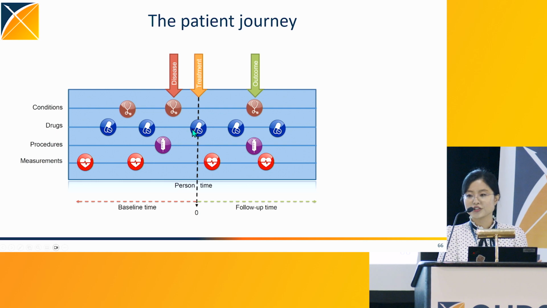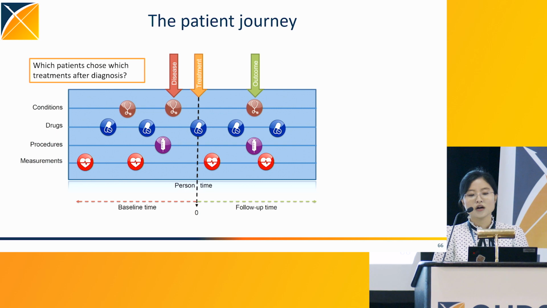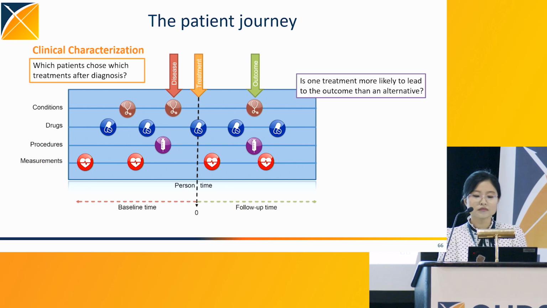So there are different questions that we may want to ask in terms of what happens with the patient or patients that are very similar to this example patient. For example, what kinds of patients have chosen what kind of treatments after getting diagnosed with a certain disease? In OHDSI lingo, these sorts of questions belong to clinical characterization.